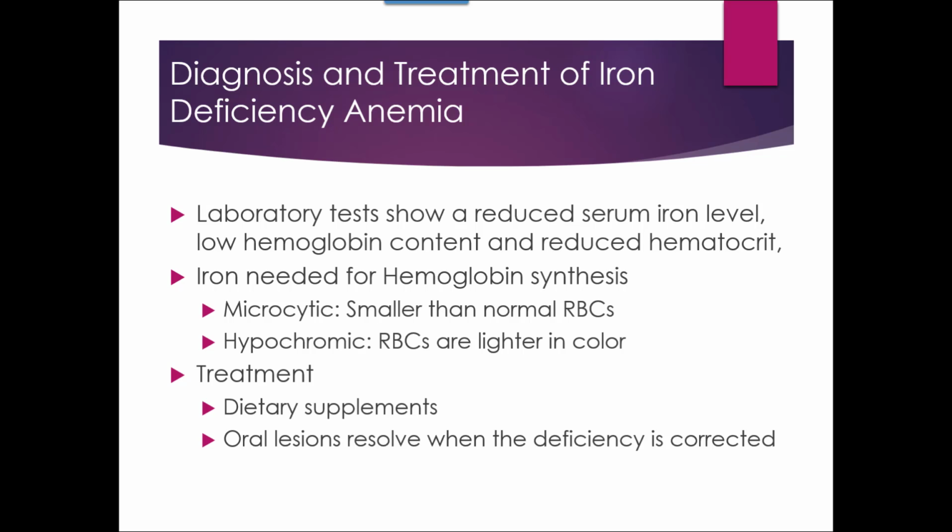So we don't want that lower iron level. That iron is needed for hemoglobin synthesis, and so we can find a situation developing where a person can have a microcytic form of anemia, meaning that the red blood cells are smaller than normal, or it can be hypochromic, where the red blood cells are lighter in color, meaning they have less color, hypochromic.